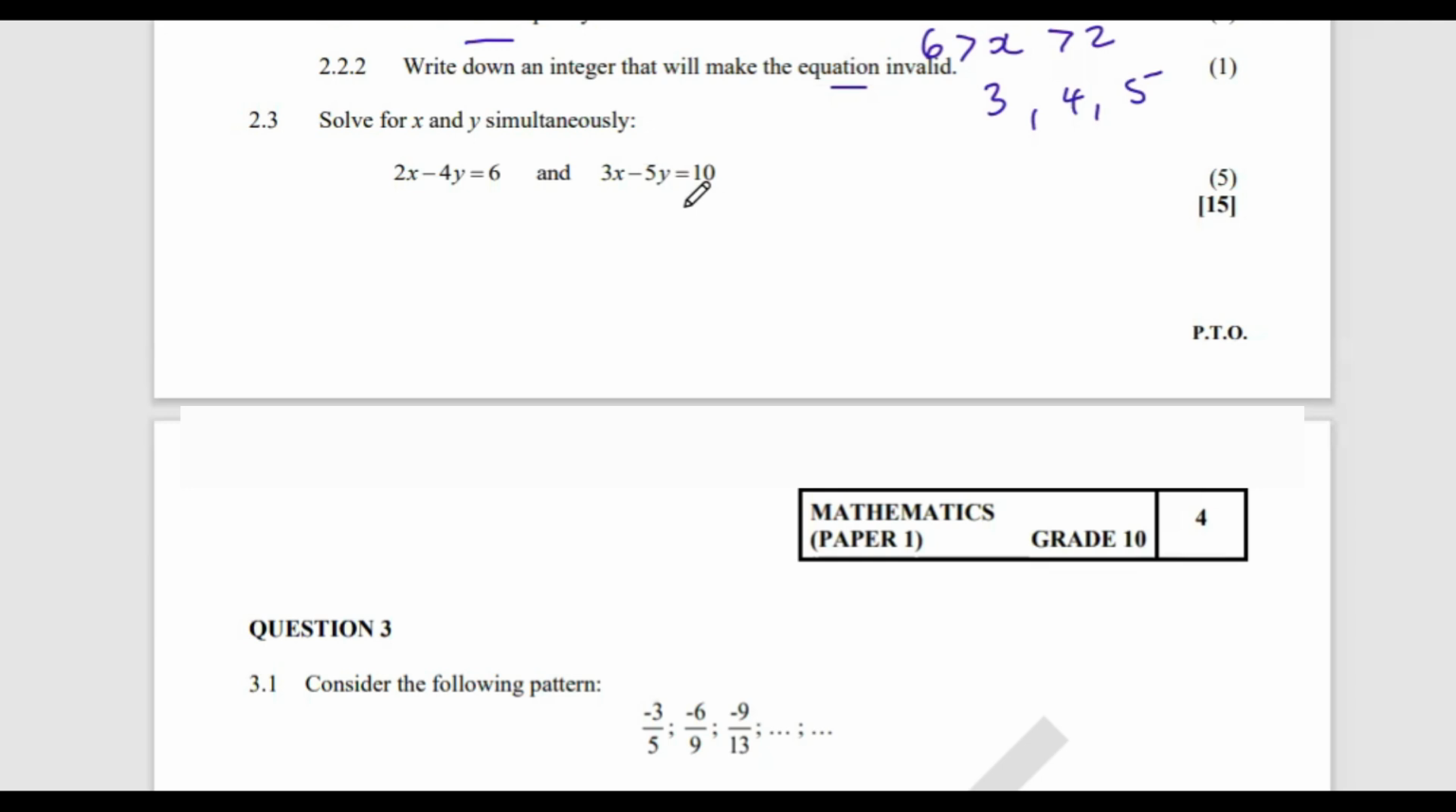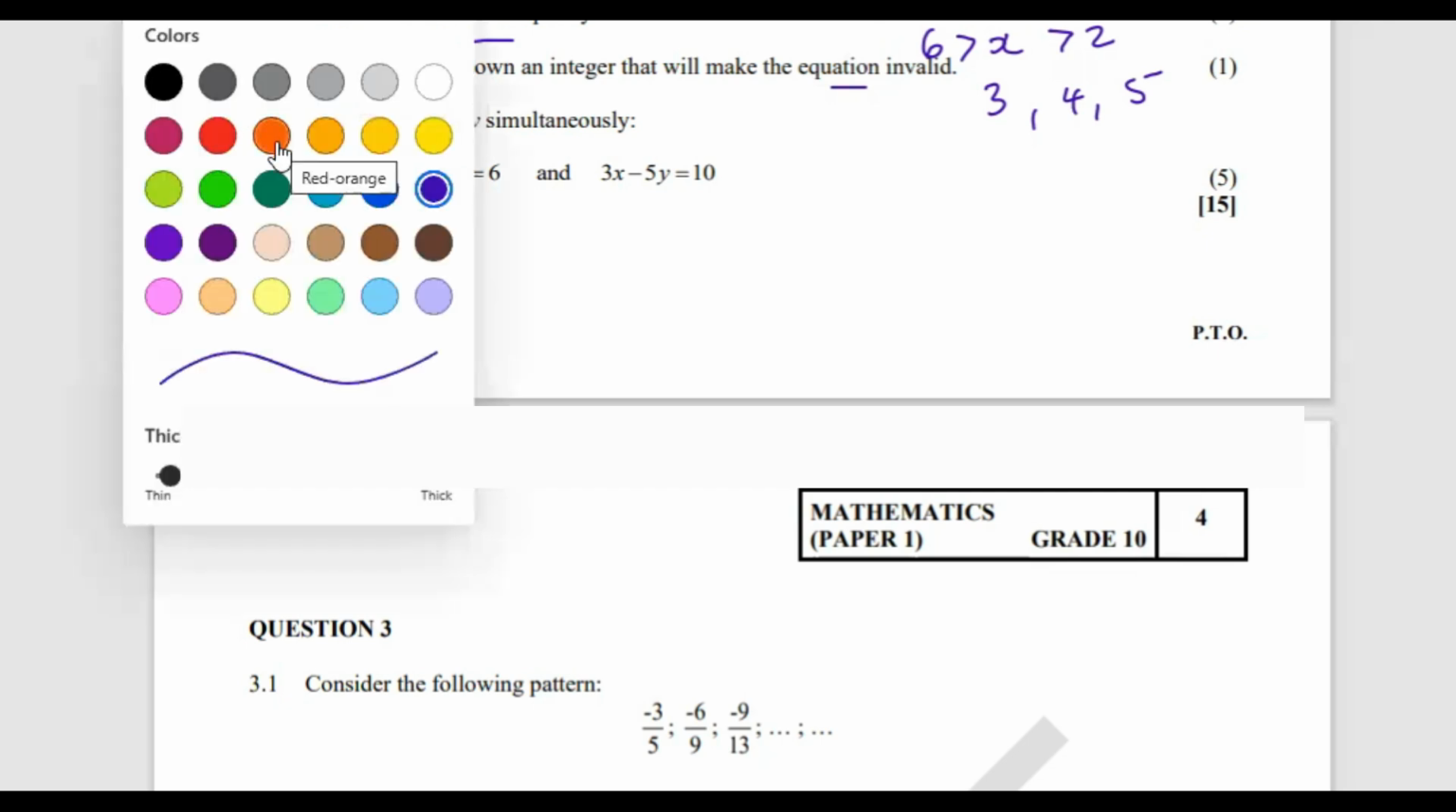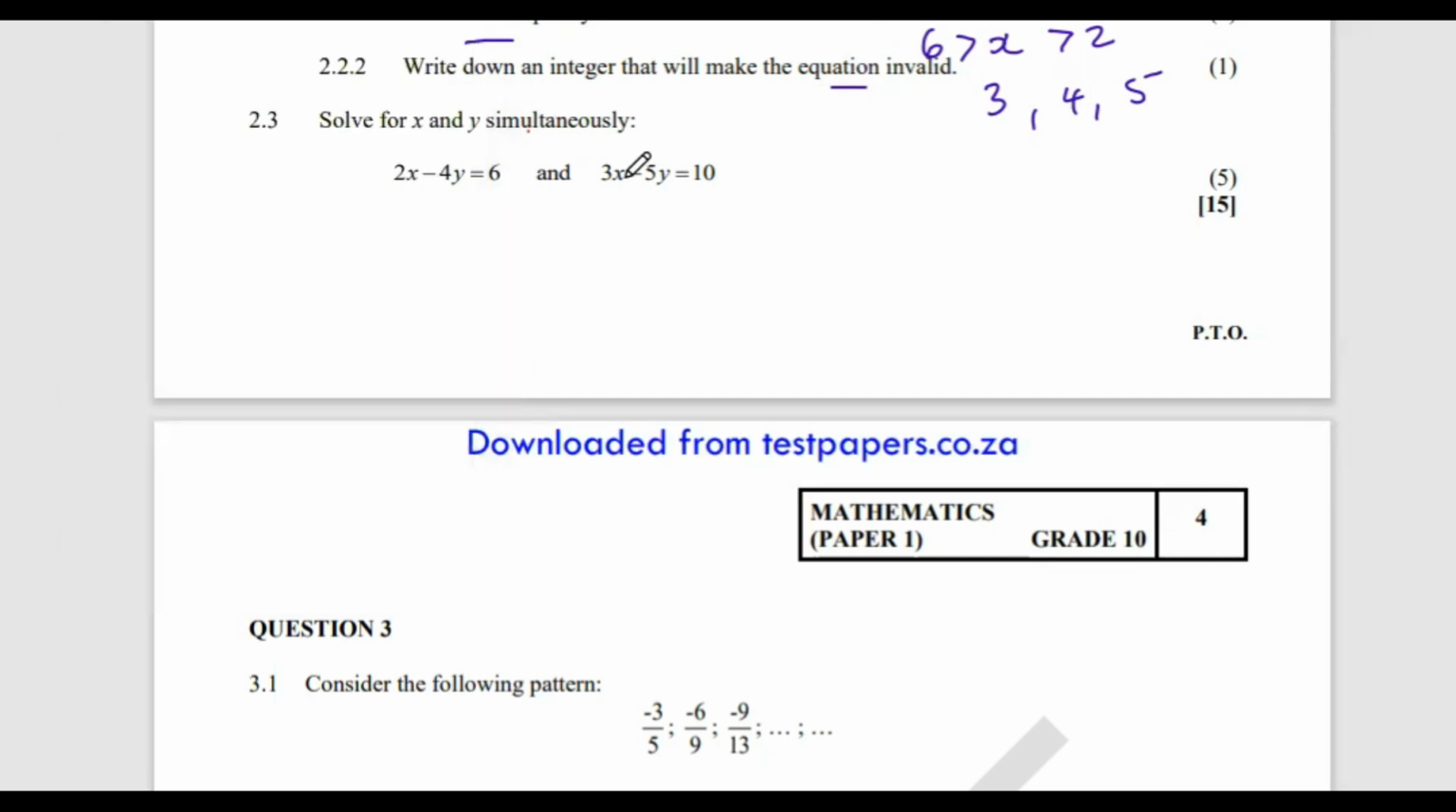Okay, 2.3, which is the simultaneous equations. We have various ways of doing the simultaneous. What I usually encourage learners to do is use the elimination method for grade 10, because substitution might be a bit tricky. But whichever format you feel comfortable with, still use it.